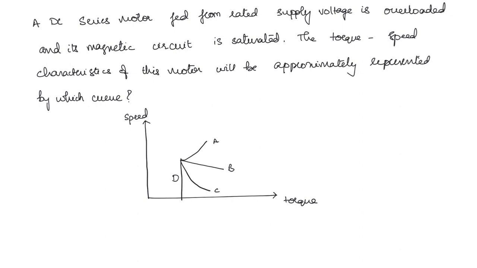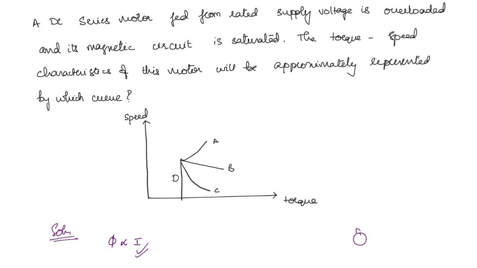But now in this question, what is given extra is the DC series motor is overloaded and so its magnetic circuit is saturated. So what does saturation of magnetic circuit mean? It means that it will no more respond to the changes in the field current. Usually the flux will be proportional to the current that is flowing in the coil, right? But if it is saturated, it means that there can no more be any magnetic circuit that can be increased even if there is an increase in the current.